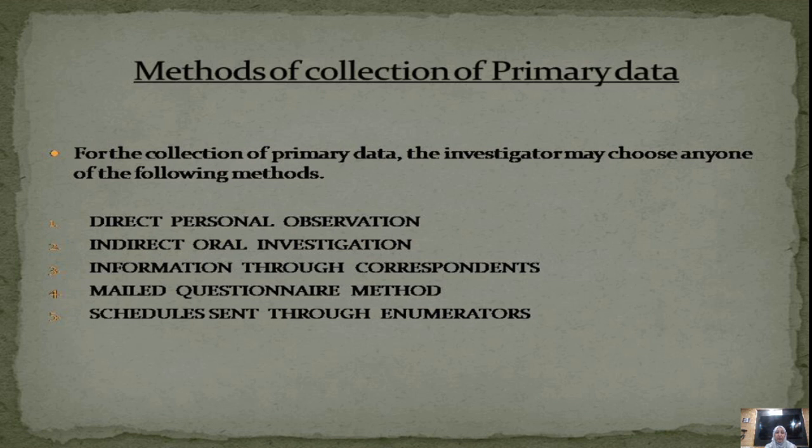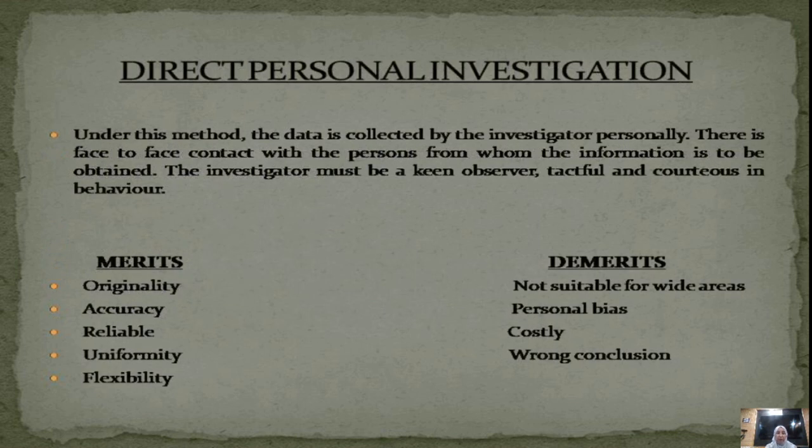Now, coming on to the methods of collection of the primary data. There are 5 methods, and these are direct personal observation, indirect oral investigation, information through correspondence, mailed questionnaire method, schedules sent through enumerators. We will first discuss the method of direct personal investigation.